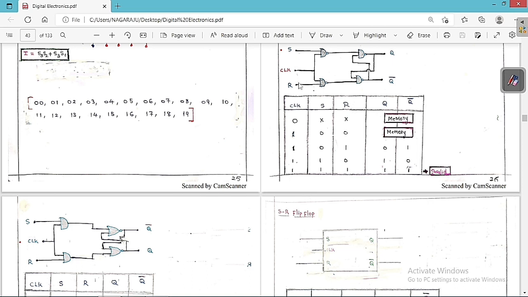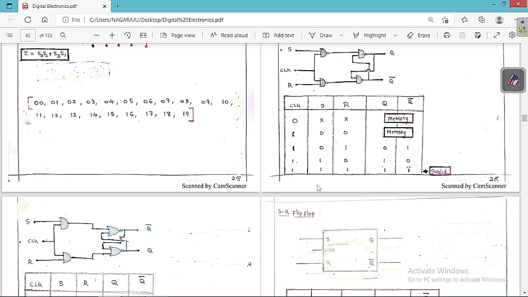Suppose I give 1 1, then what is going to happen? If I give 1 1, definitely 1 into 1 is 1, 1 complement is equal to 0. Here also 1 into 1 is 1, 1 complement is equal to 0. So again 0, here also 0. Whenever 1 1, I already told you it is the invalid state. If it is a NAND gate, the invalid state is where we get 0 0, so this is called the invalid state.